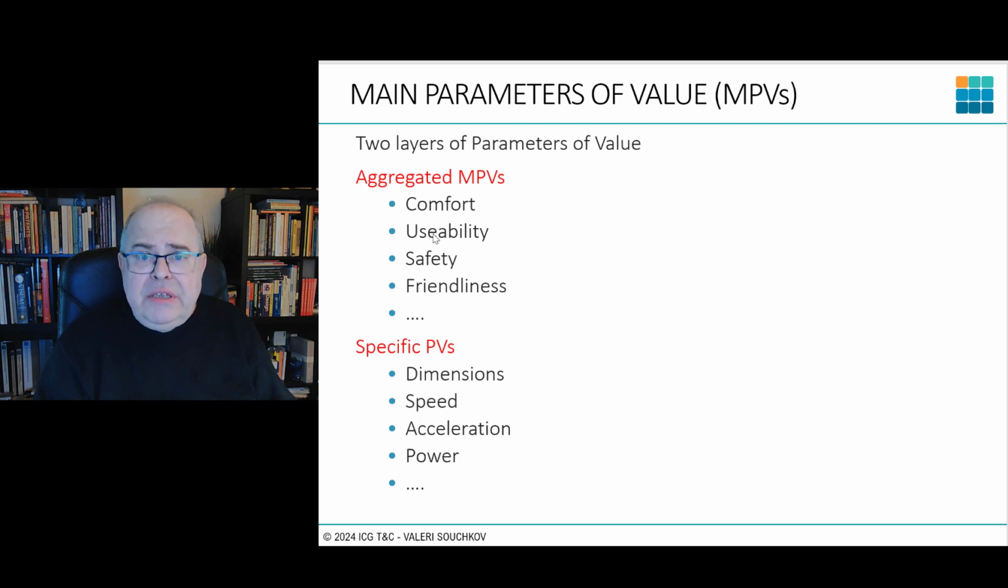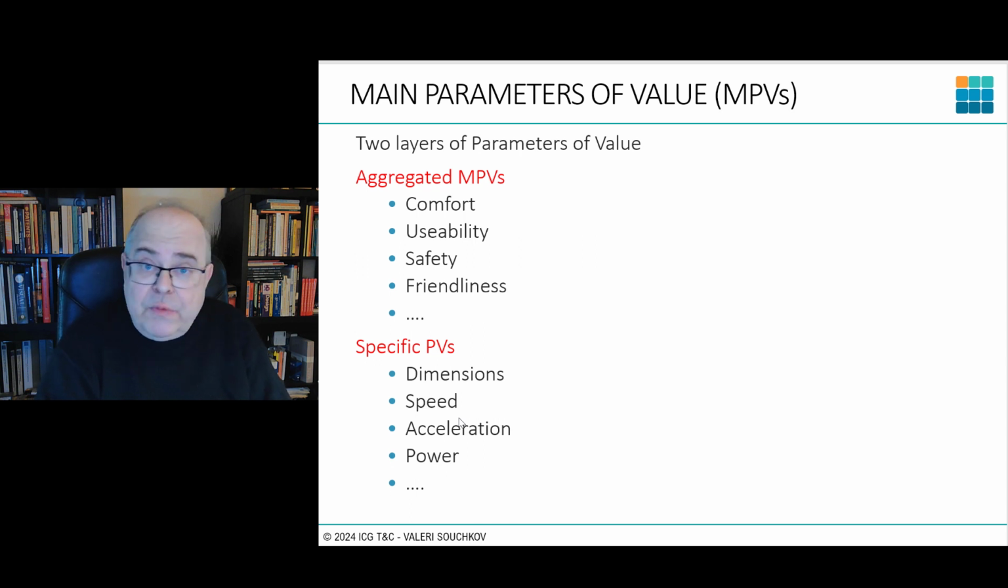In turn, these aggregated MPVs consist of specific PVs, which are measurable, like dimensions, speed, acceleration, power. It's for technical products. But as I already mentioned in the very beginning, a company is also considered as a system, as a utilitarian system, as a tool. So on one hand, when you want to name the main parameters of value of a car, or an airplane, or a ship, that's more or less clear.